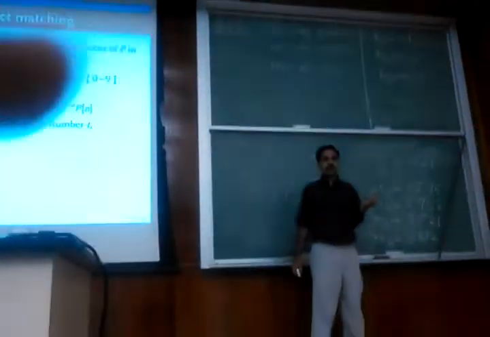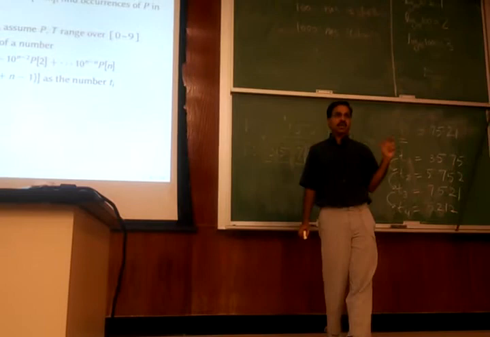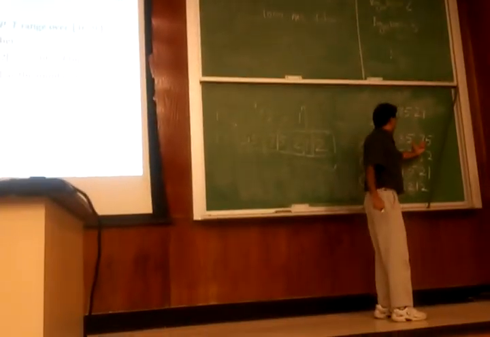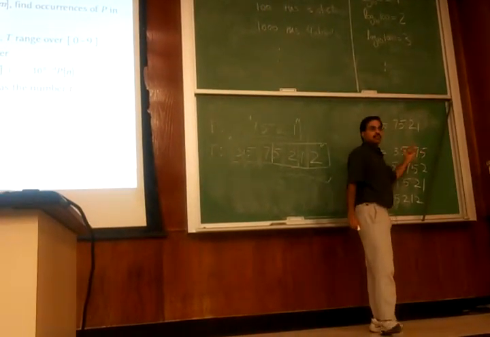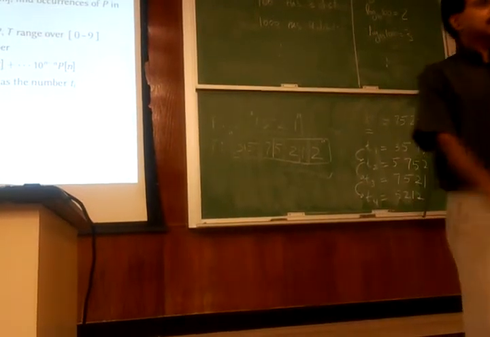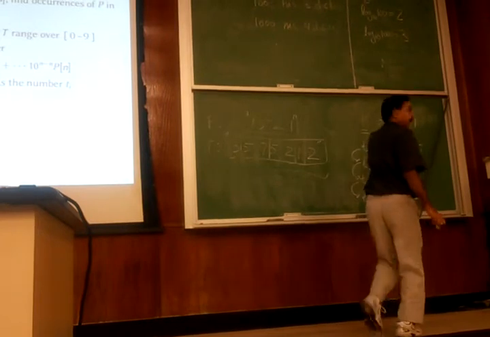minus 1 in constant time. And you can see that all I need to do is just do some shifting and addition, right? So to go from here to here, what I need to do is shift all the digits to the left by 1 and then add the new digit, right? And shifting is nothing but multiplying by 10, right?